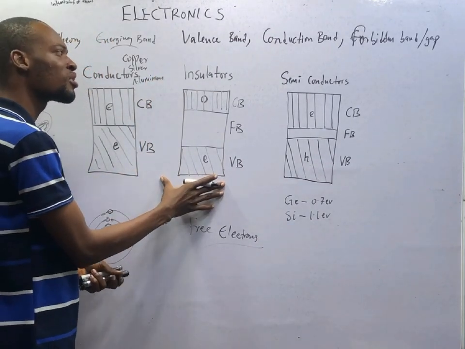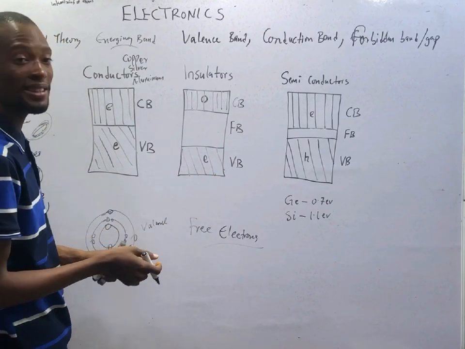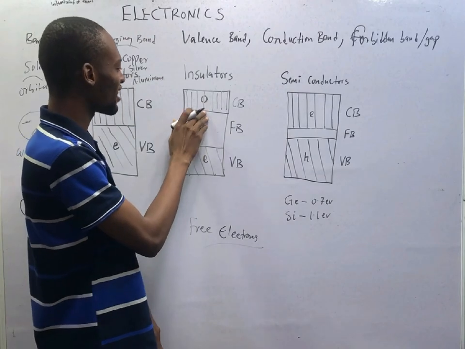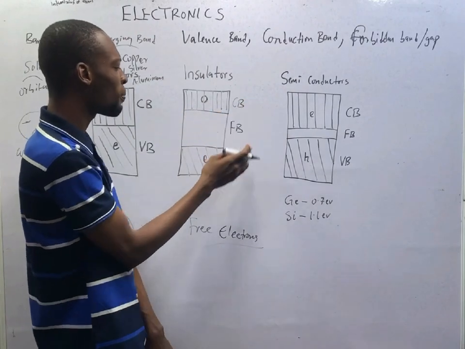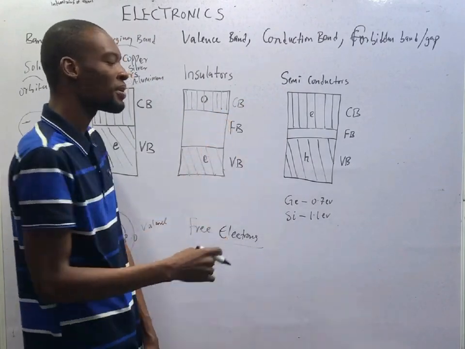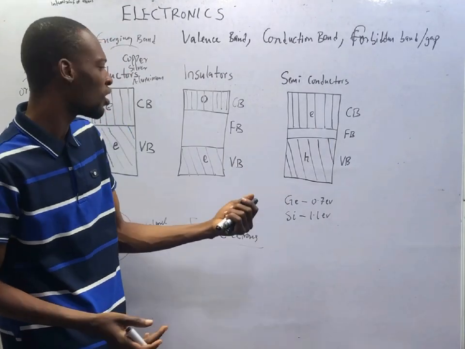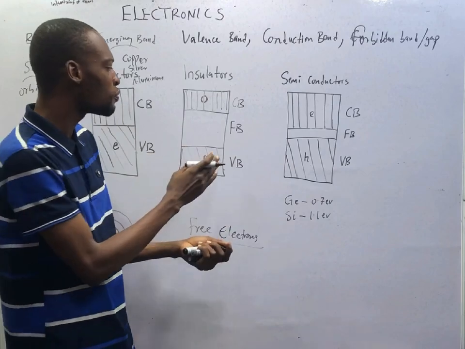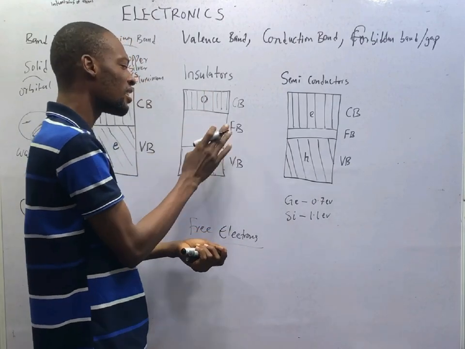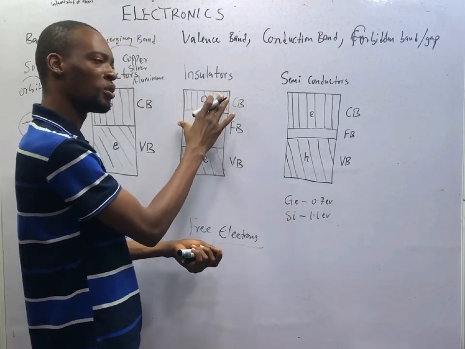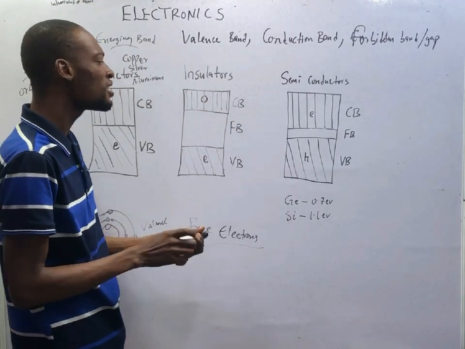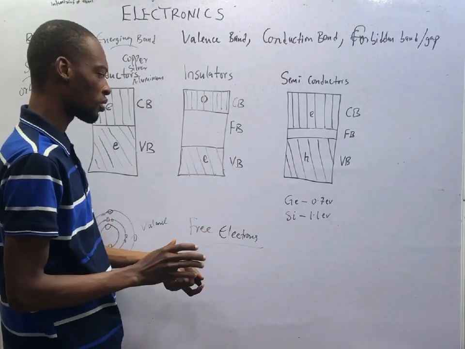Now for insulators or non-metals or non-conductors, you see that the distance between the conduction band and valence band, which is the forbidden gap, is very wide. Now, for this to conduct, it needs external force to pull electrons from the valence band to the conduction band. But since the distance is so wide, it may be very difficult for this to conduct.